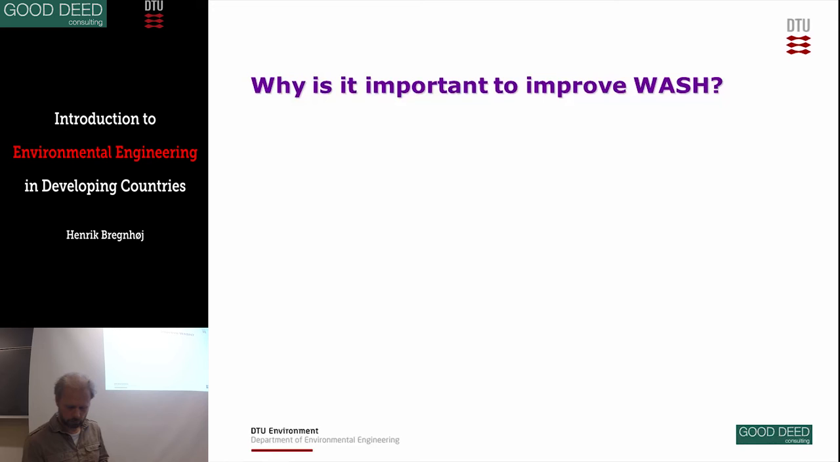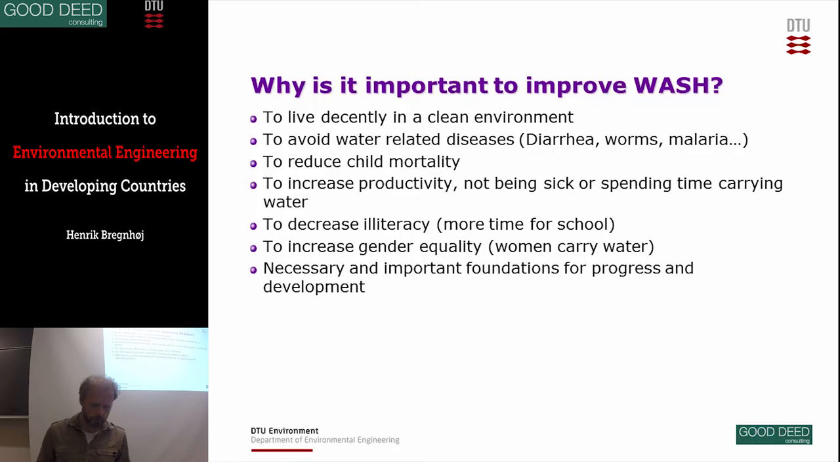These are some of the important ones. I listed some ideas here. I could also say that living decently in a clean environment is something that everyone would like to do. The water-related diseases were mentioned here. We have diarrhea, worms, malaria, some examples. You will hear a lot more tomorrow. Reduce child mortality, that was one of the goals in the Millennium Development Goals. It's diseases that they are dying of, but when we make better water supply and sanitation, we'll have fewer children dying. As was mentioned, increase the productivity and decrease the illiteracy, so that girls will have time to go to school instead of fetching water.